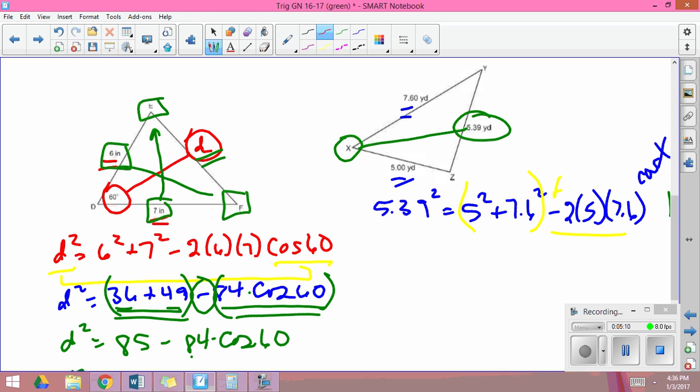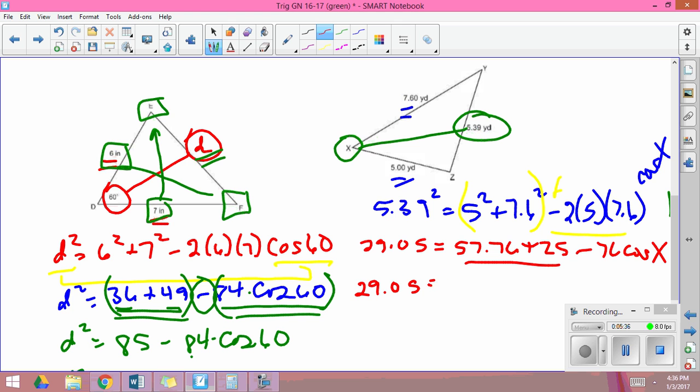So I'll run through some more steps here. So I have 29.05 is equal to 57.76 plus 25 minus 76 cosine of x. Add those two. 29.05 is equal to 82.76 minus 76 cosine of x. So order of operations, this is multiplying. Add or subtract away first. So I'm going to subtract 82.76 from both sides.